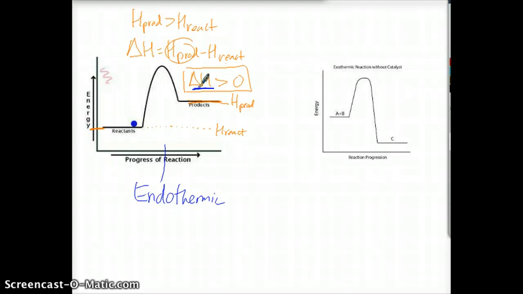On the other hand, if we look at this reaction over on the right side, here we have our reactants with a certain amount of energy, H reactants. And here we have our products with a certain amount of energy.